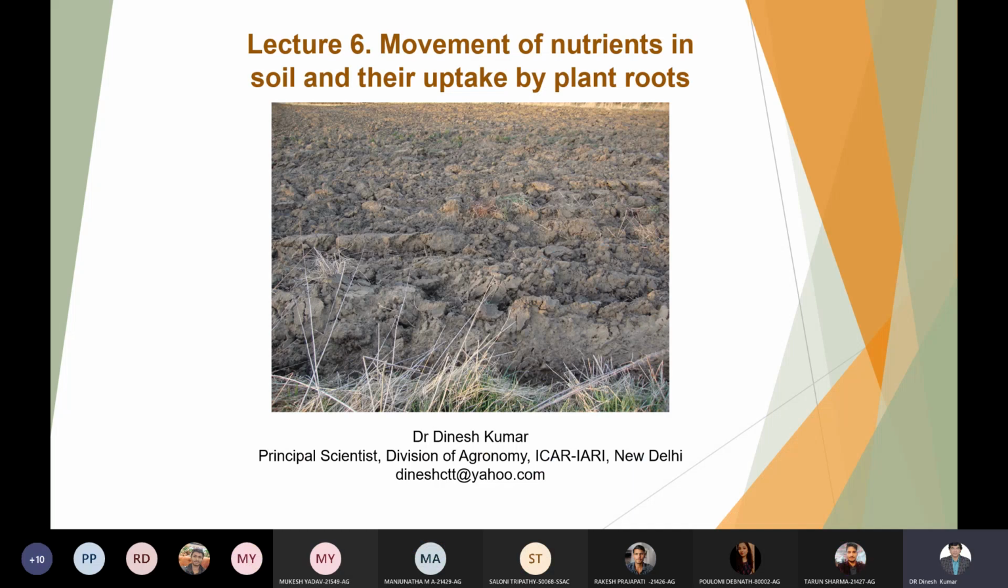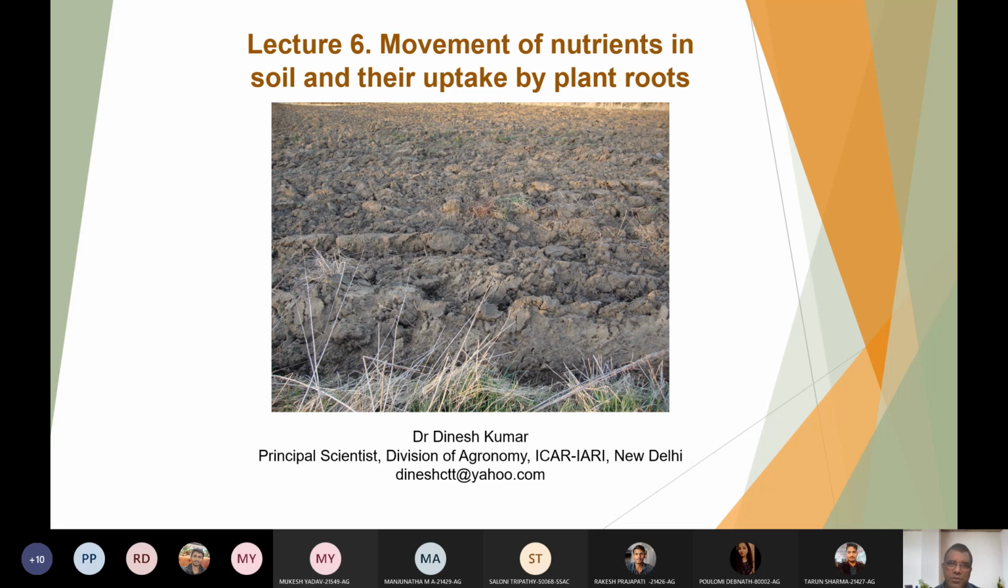About movement of nutrients in soil and their uptake by plant roots. This is actually quite a complicated topic, and there are many theories, many views, and also a lot of variability in the plant species. We have several plant species, some are lower plants, some are higher plants, and a lot of variability is there in nutrient uptake. Some plants take up nutrients by root hair, some plants take up nutrients by some other parts of the root. And it involves two, three major steps in the movement and uptake of nutrients.